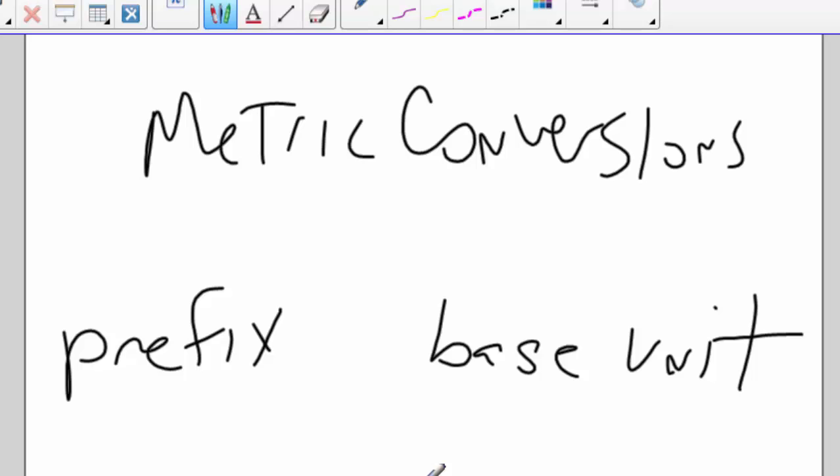Base units are things like meter, liter, gram, ampere, seconds. That tells you the type of thing you're measuring, the quantity. Are you measuring volume? Are you measuring mass? Are you measuring time? All those things are what the base unit tells you. The prefix tells you how big the thing you're measuring is.